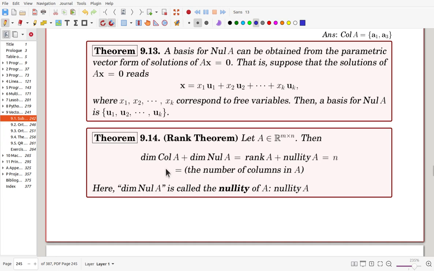We call this one the rank. So the rank of A is the dimension of the column space of A. And for this second part, we usually use the term nullity. The nullity of A is the dimension of the null space of A. So the sum must be n. Rank plus nullity must be n, which is the number of columns in A.